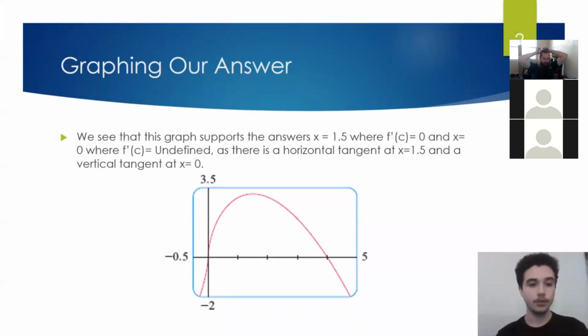And we can also graph our answer. So we see that this graph supports the answers x equals 1.5, where f prime equals 0, and x equals 0, where f prime is undefined, as there is a horizontal tangent at x equals 1.5 and a vertical tangent at x equals 0.